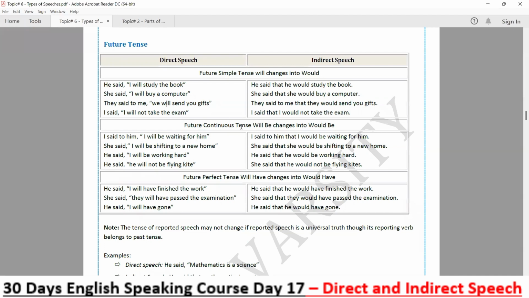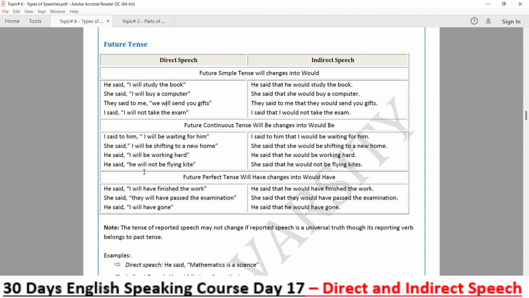What about future continuous tense? Will be changes to would be. Instead of will, would is used. I said to him, "I will be waiting for him." So I said to him that I would be waiting for him. She said, "I will be shifting to a new home." She said that she would be shifting to a new home.